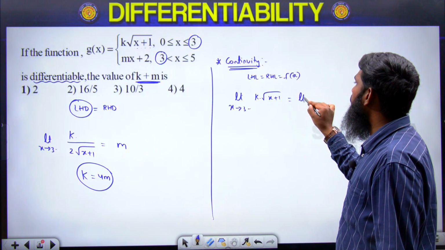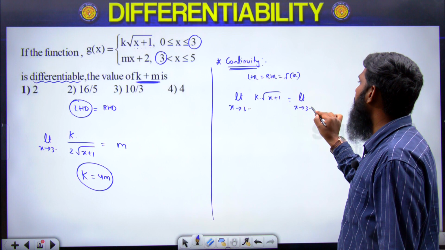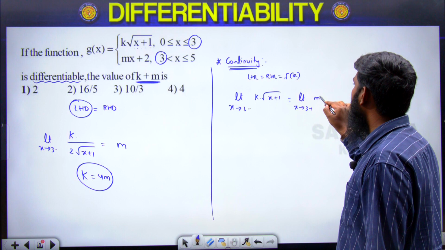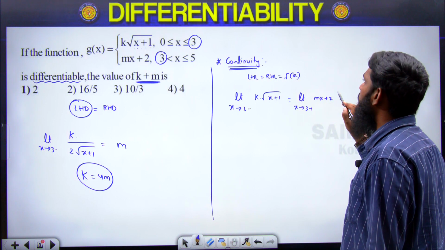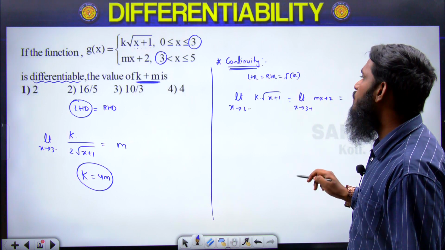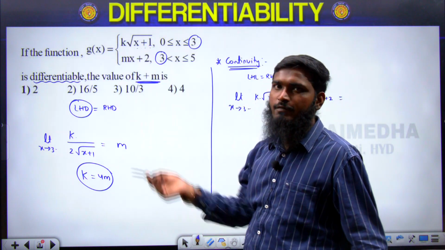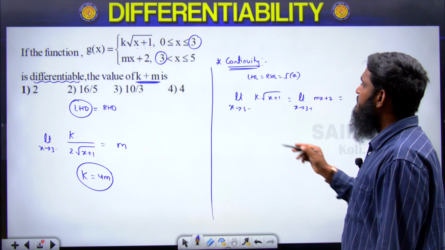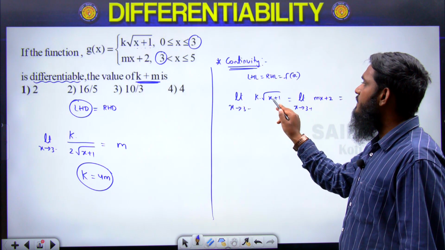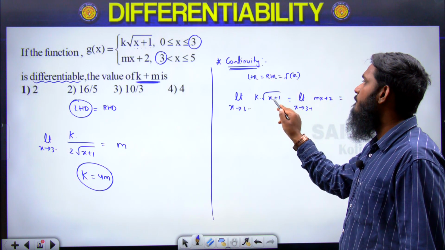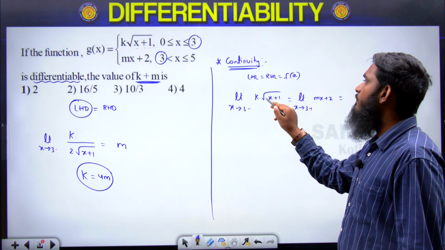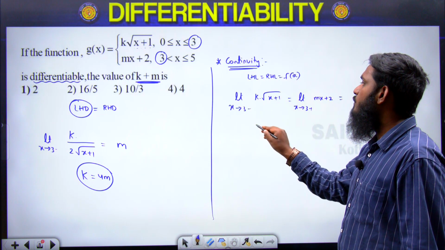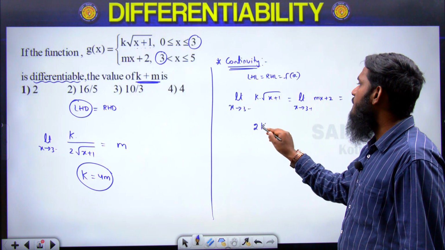RHL. What do we have to take now? Limit x tends to 3 plus. 3 plus means we take mx plus 2. Now it is equal to f of a, meaning f of 3. Equal to 3 means again we have the same function, no need to take that part. Now if you substitute the x value as 3 over here, what are we getting? 3 plus 1 means 4. Root 4 is equal to 2, and this part is k.